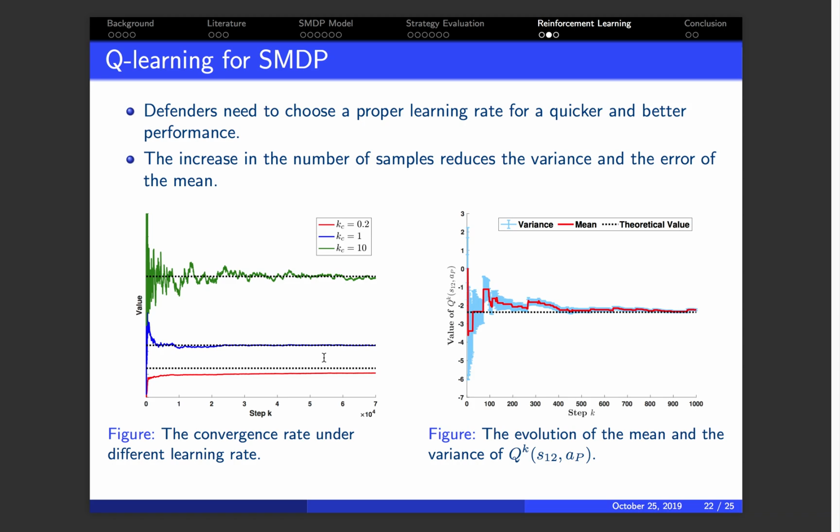First, on the left, different KC, which is a constant, shows different learning rates, and defenders have to choose the proper learning rate for quick and better performance. The red one is too slow, and the green one has too much variation. And also on the right, it shows that an increase in the number of samples reduces the variation and the error of the mean.